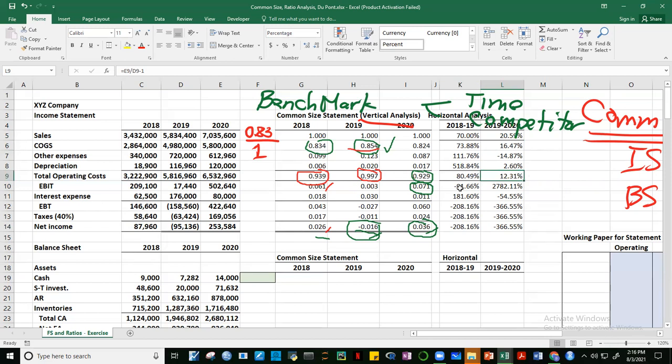Kung titingnan natin yung EBIT, guys, negative 91.66%. Ano ibig sabihin ng negative dito? It means bumaba. No? 209, naging 17. Ang laki ng baba. Diba? 91%, 92% ang binaba. While here, guys, from 2019 to 2020, grabe, 2,700% yung increase. From 17 to 502. That's very good, guys. So ang ganda ng performance natin in moving from 2019 to 2020. Pero palpak from 2018 to 2019.